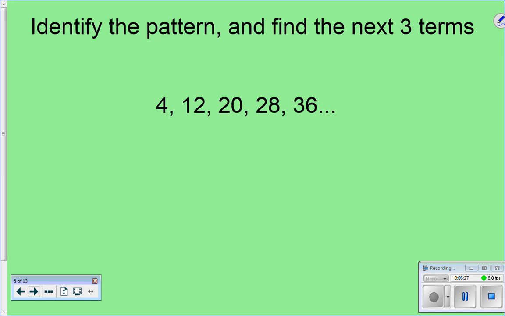Okay. Let's look at this one. Tell me what's happening, and then tell me the next 3 terms. So we go 4, 12, 20, 28, 36. Okay, so we're adding 8 every time. I don't even care if you write it like that, adding 8, that's fine. What's my next term then? 42.